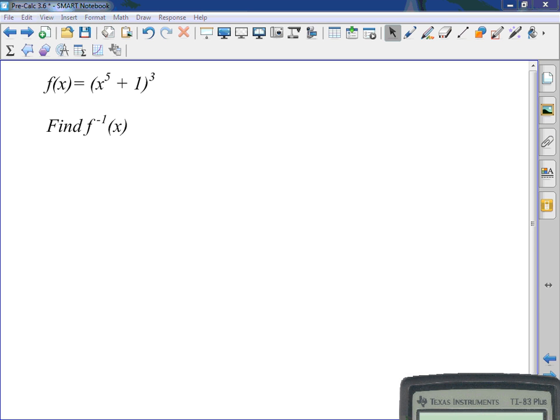I get as far as I can algebraically. First thing I'm going to do is change the x's and the y's. So it's now x equals y to the fifth plus 1, cubed. What am I going to end up with here? What's my first term going to be? Y to the 15th power. Yeah, I'm not going to even try messing with a y to the 15th. I got that far.